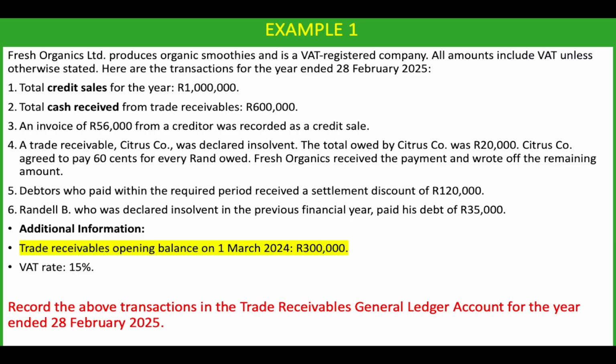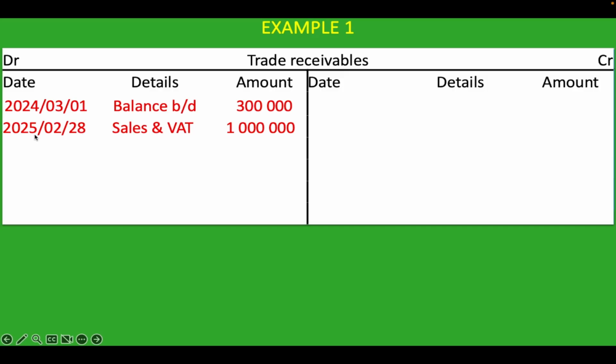So we're going to put it on the debit side. Why is that? Because our credit sales increase our trade receivables, we put it on the debit side. So it's going to be 1 million rand sales and VAT. So here's how it's going to look. We put our financial year end 28th of February 2025, and we put there sales and VAT 1 million rand.